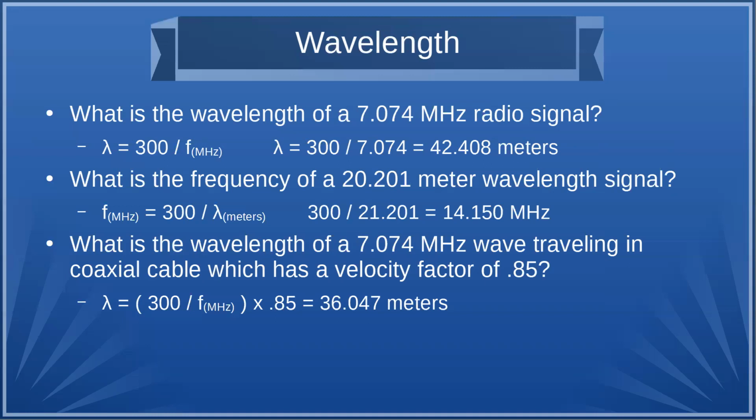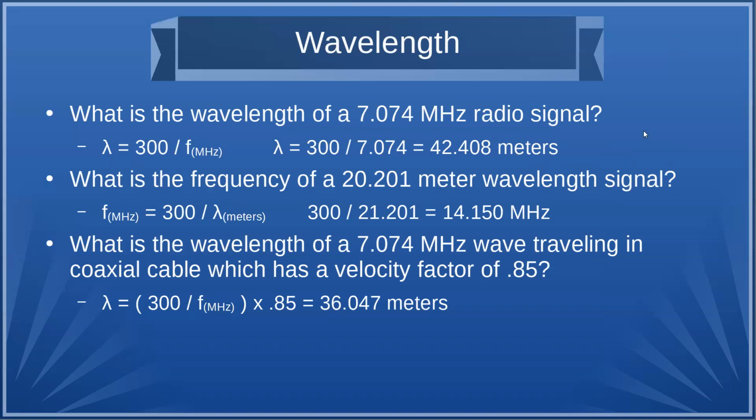Now, if you notice when we talk about the different bands in amateur radio, the 80, 40, 20, 15, 10, if you plug those into the wavelength formula, they don't exactly come out even like they should. It's an approximation. So even though this is 42 meters, we call it the 40-meter band.